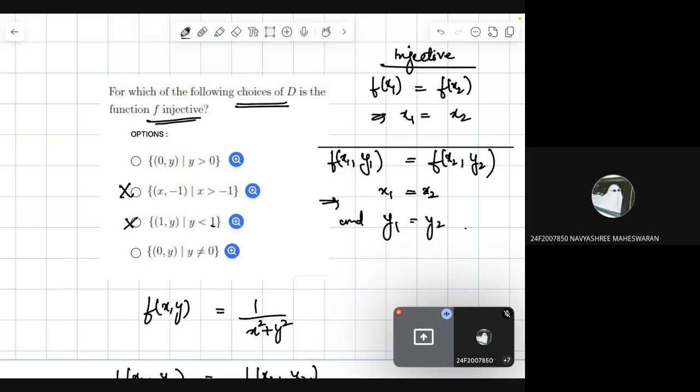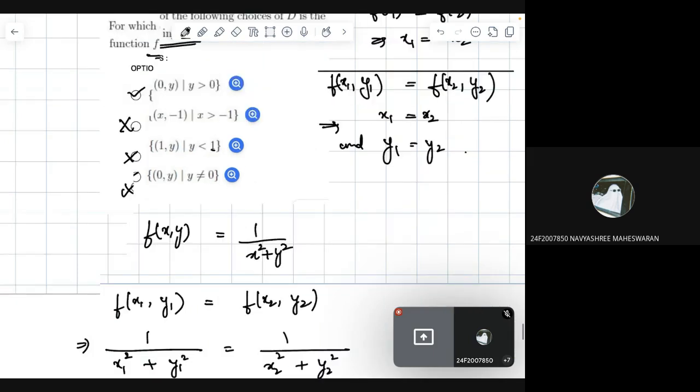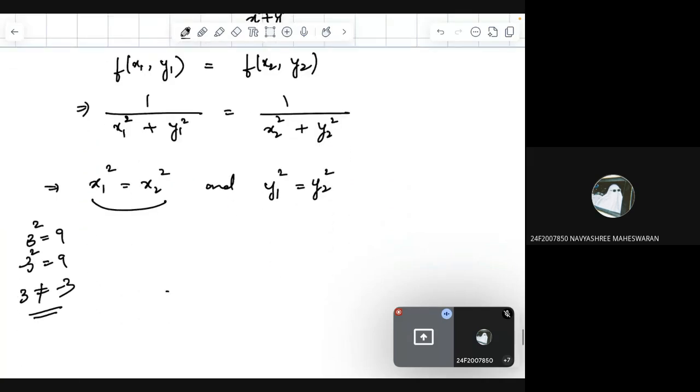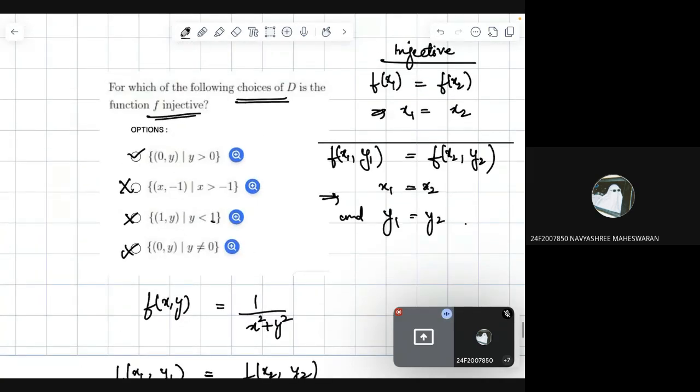So our correct options are this and this, because in these two cases y is non-zero. This is also false, because the negative values of y will give the same results, right? So the first option is the correct option.